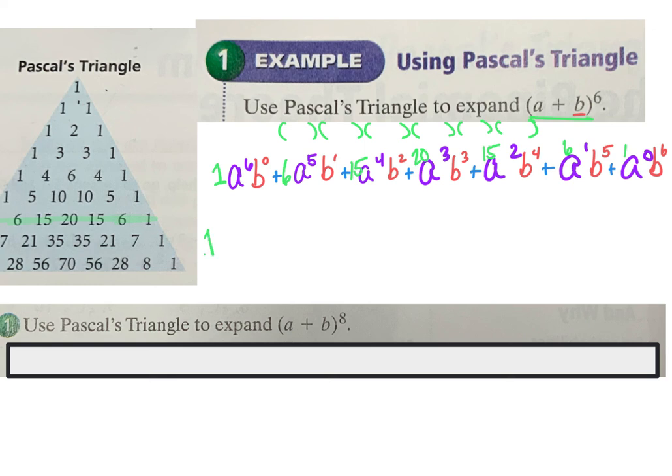I would get 1, A to the 6th. What's B to the 0? Was anything to the 0? Nothing. It's 1. Oh, okay. So he's not there. Plus 6, A to the 5th, B.